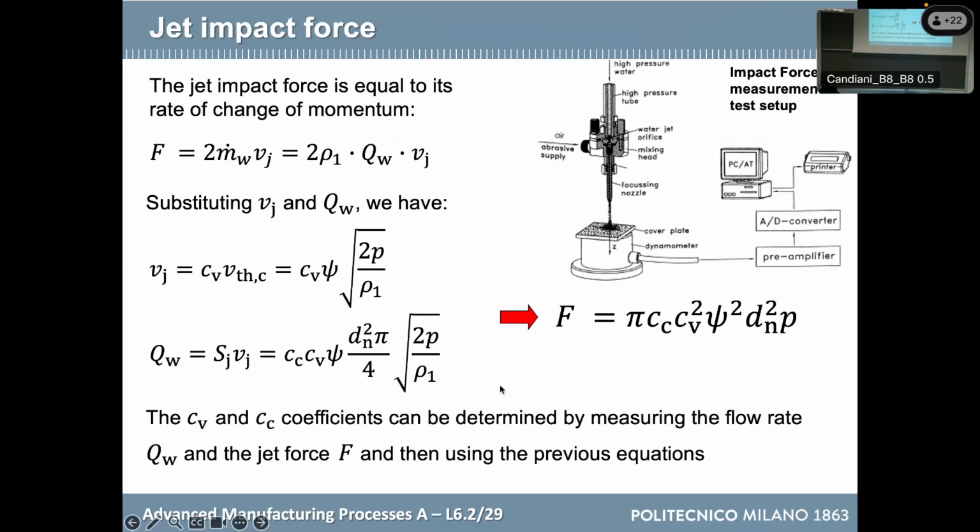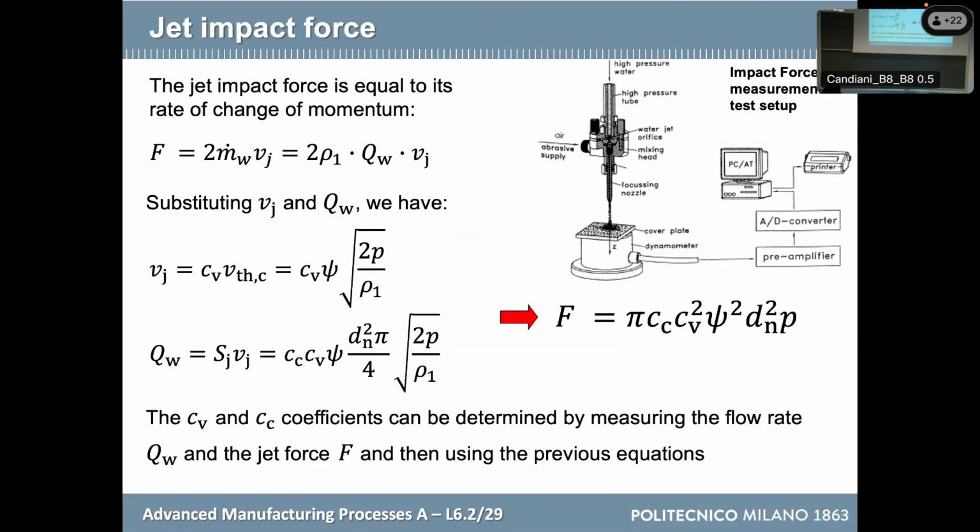So I have two equations, and this gives me the possibility to calculate two coefficients. And so this experiment is useful for experimentally determine CV and CC by a measurement of flow rate and a measurement of force. So I have two equations in two unknowns that are CV and CC, and I can solve it, because the rest can be calculated. Because if you remember, C is not determined experimentally, because we have the equations. We can calculate it. It is a compressible coefficient.